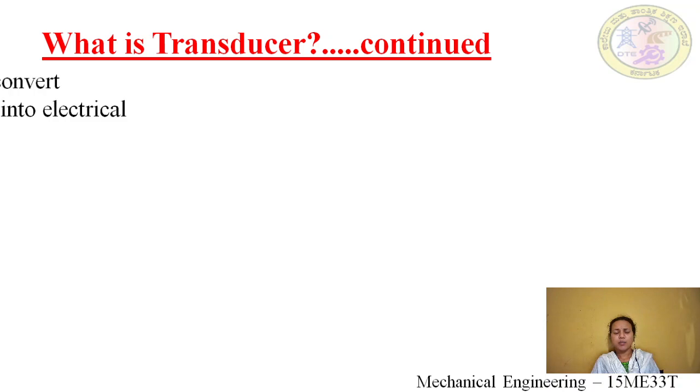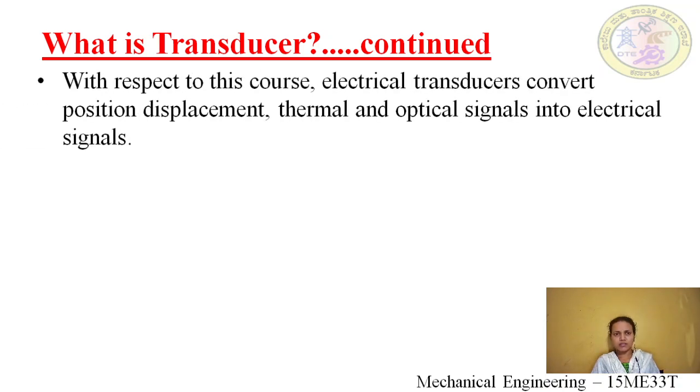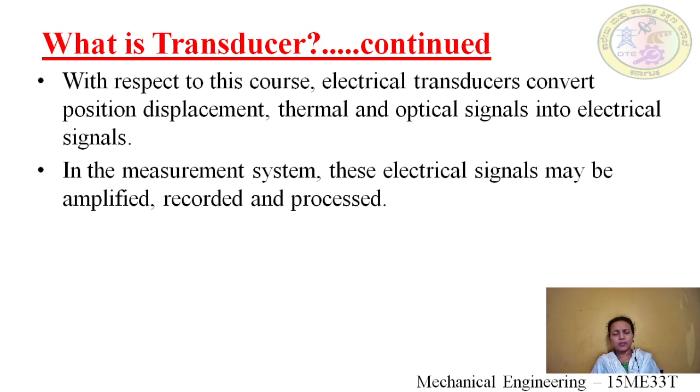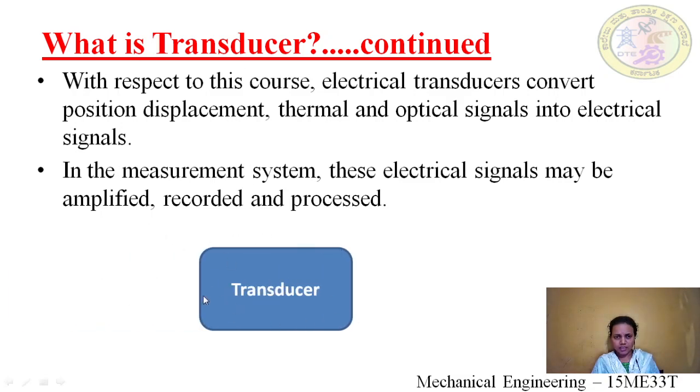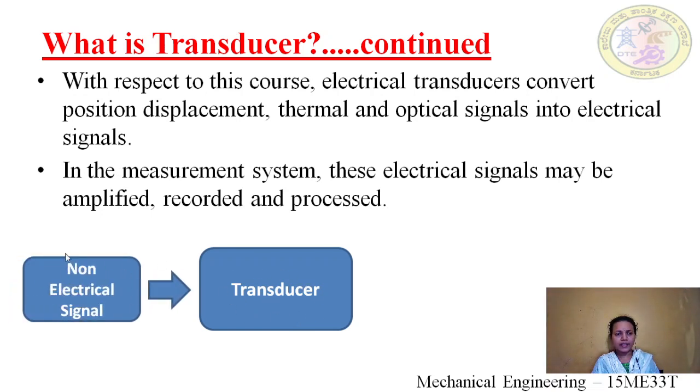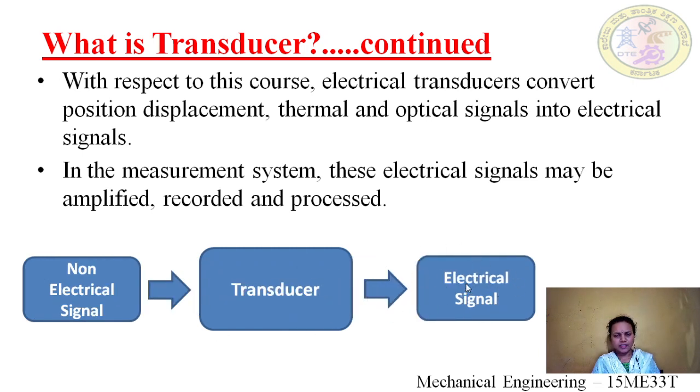So, let's see some of the electrical transducers. With respect to this course, electrical transducers convert displacement, or thermal or optical signals, into an electrical signal. In a measurement system, after the conversion, these signals are amplified, recorded and processed in the system. As I said, a transducer receives the non-electrical signal and converts it into an electrical signal. In this flow diagram, I think you are able to understand that a transducer converts a non-electrical signal into an electrical signal.